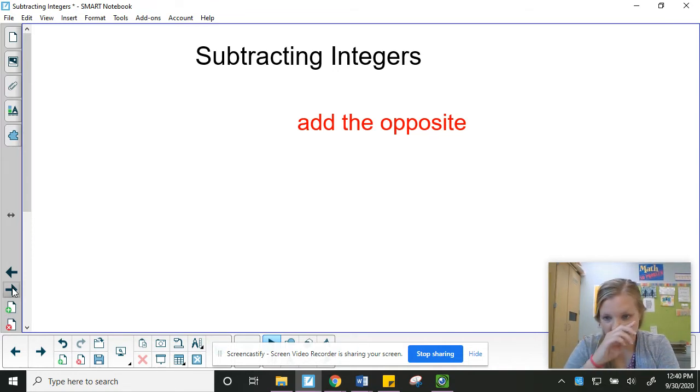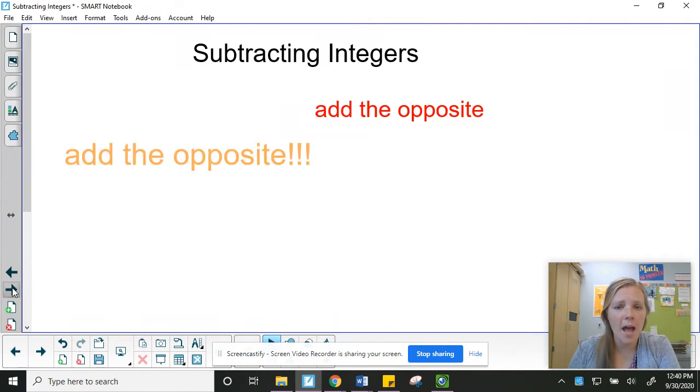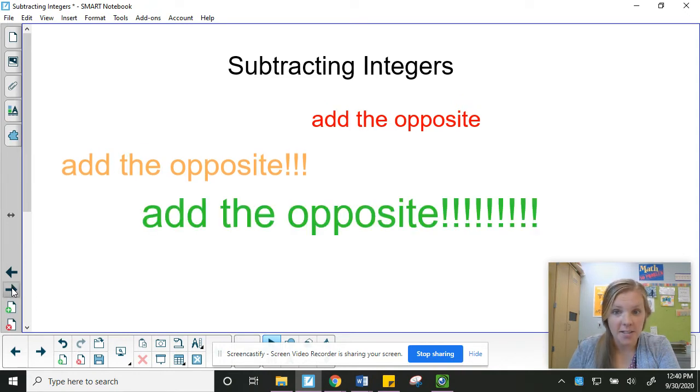You're going to add the opposite when you're subtracting integers. That's the rule. I'll explain what that means in a second. You're going to change the math problem to an addition problem and follow addition rules. So just to reiterate, the rule for subtracting integers is to add the opposite.